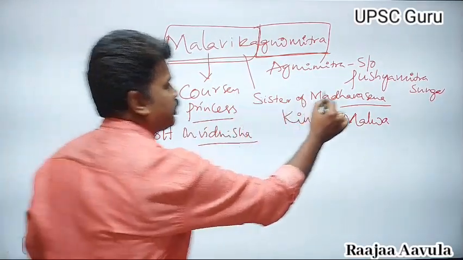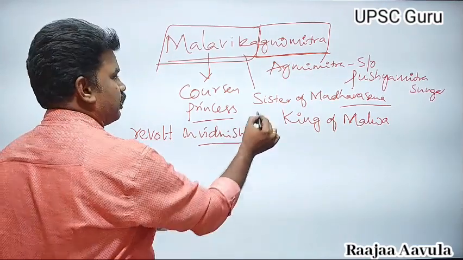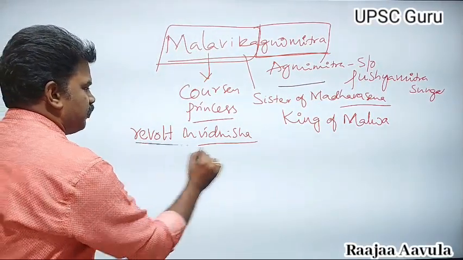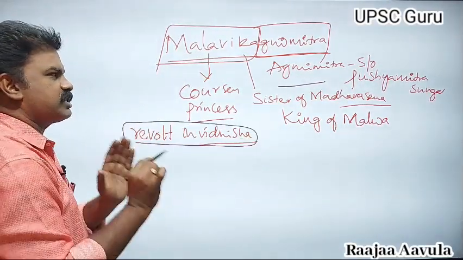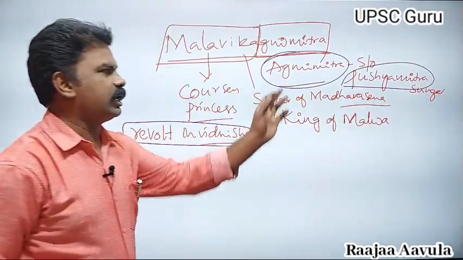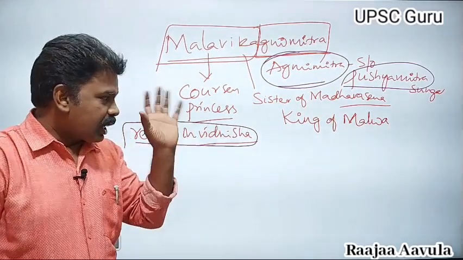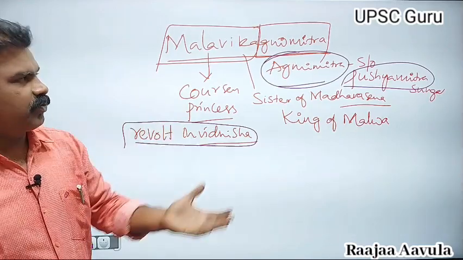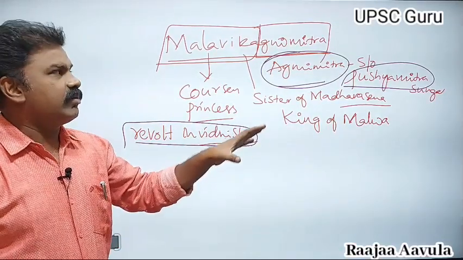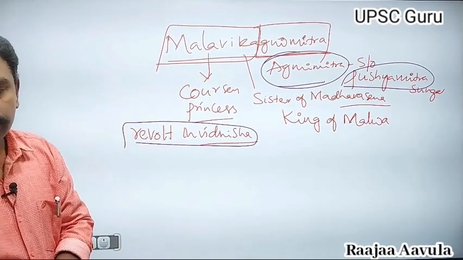So, during the period of Pushyamitra Shunga, there occurred a revolt in the Vidisha kingdom. To suppress that revolt, Agnimitra was sent by Pushyamitra Shunga. He suppressed that revolt and also became head of the Vidisha kingdom. By that time, he fell in love with Malavika. That was a historical story.